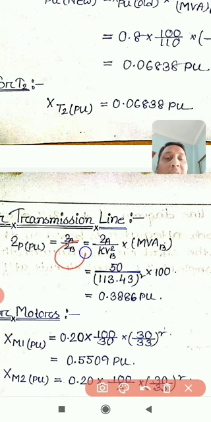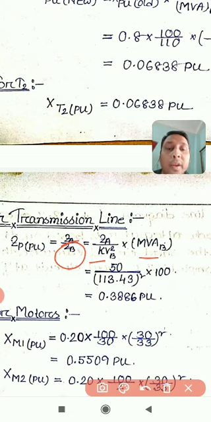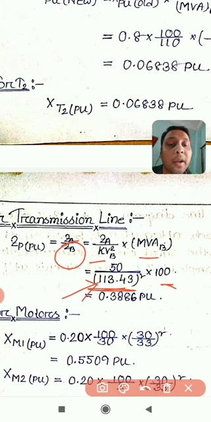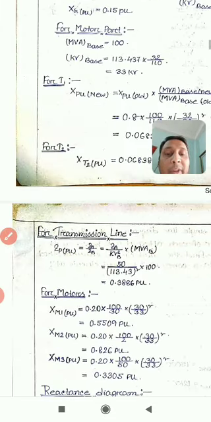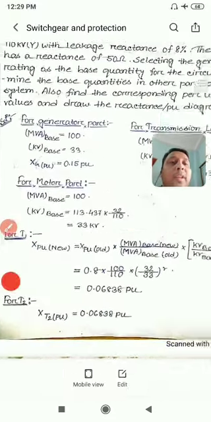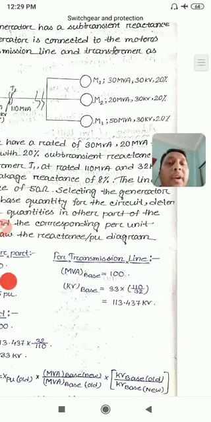And what is Z base? You have seen in the formula, it is KV square by MVA. So here the KV is for the transmission line. What is the transmission line base? We have calculated 113, so this squared, and MVA for the entire system is 100. So you can find the transmission line Z PU is equal to 0.3886.